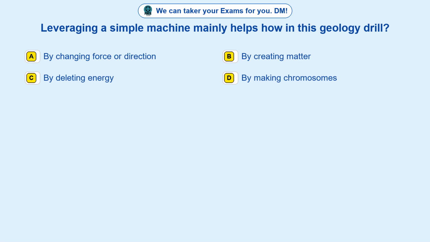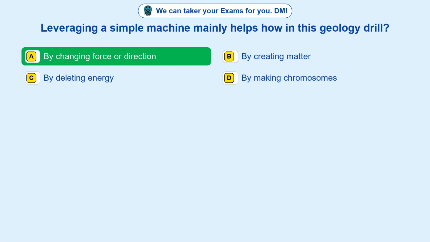Question 63. Leveraging a simple machine mainly helps how in this geology drill? Option A, by changing force or direction. Option B, by creating matter. Option C, by deleting energy. Option D, by making chromosomes. The correct answer is option A, by changing force or direction.